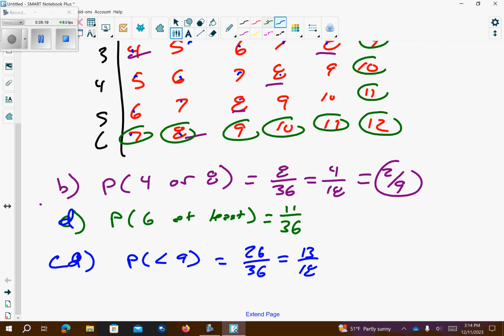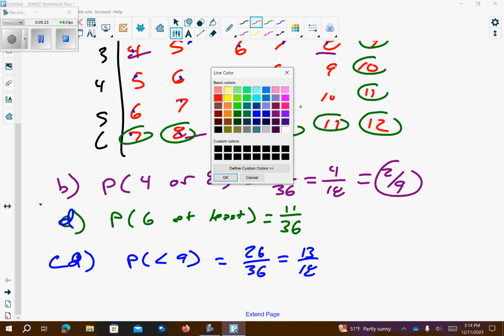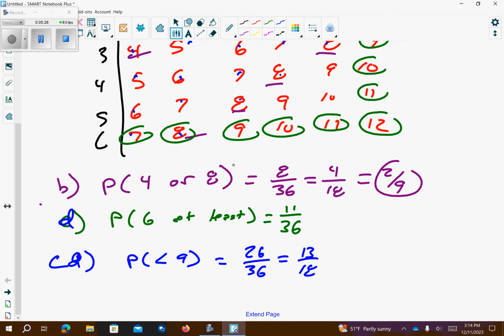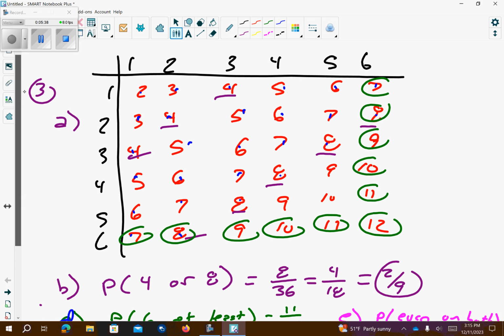Letter E. Let's pick a color that we're not using. Use that bright pink. Letter E. Probability of even on both. Okay, so even on both.